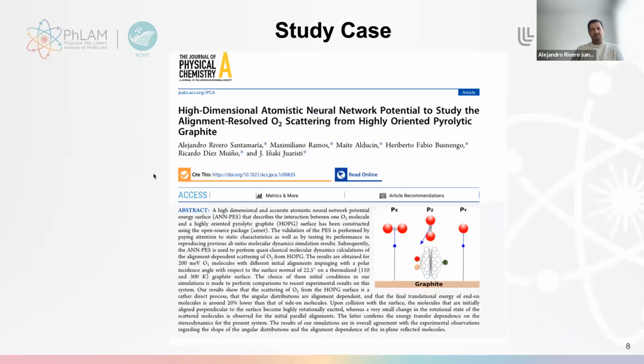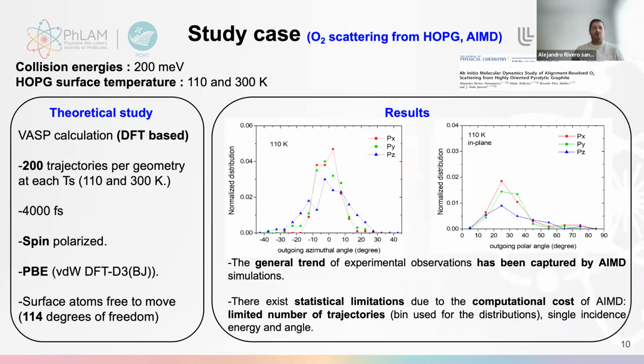So in the first step, what we want is to understand what happened. And for that, from the theoretical point of view, we made a theoretical study using AIMD calculations. We performed 200 trajectories per geometry with 4 picoseconds of molecular dynamics calculation. It was a spin polarized calculation, and we used the PBE functional with the van der Waals correction.